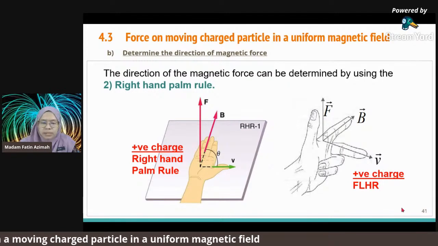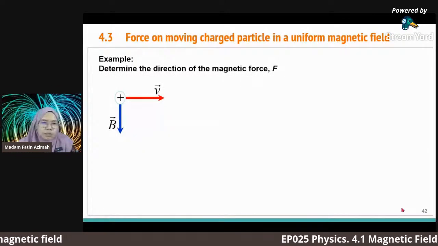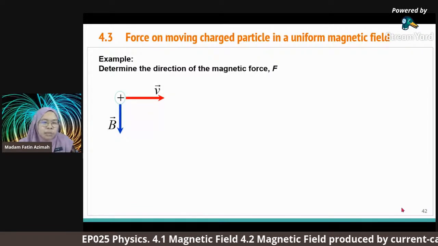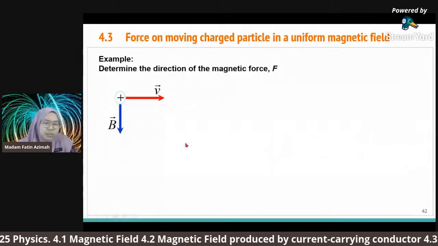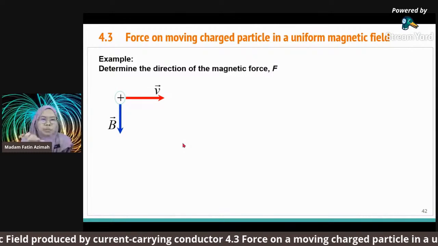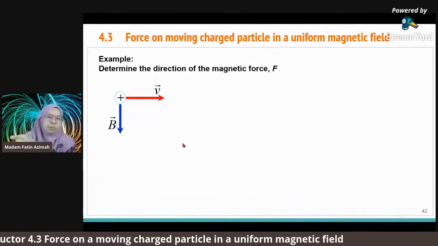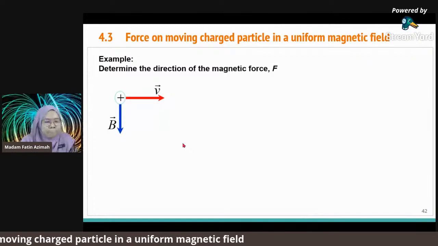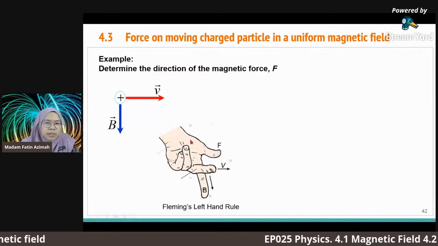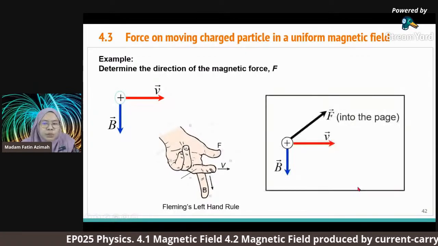Okay, let's take a look at one example. Determine the directions of magnetic force. You can either use the right hand palm rule or the Fleming's left hand rule, because here we have positive charge. Let's say you are using the right hand palm rule. The V should be pointing, your thumb pointing to the right, your other fingers pointing down. So the directions of the magnetic force is coming out of your palm. If you're using Fleming's left hand rule, this is the position of your fingers. So the answer is into the page.